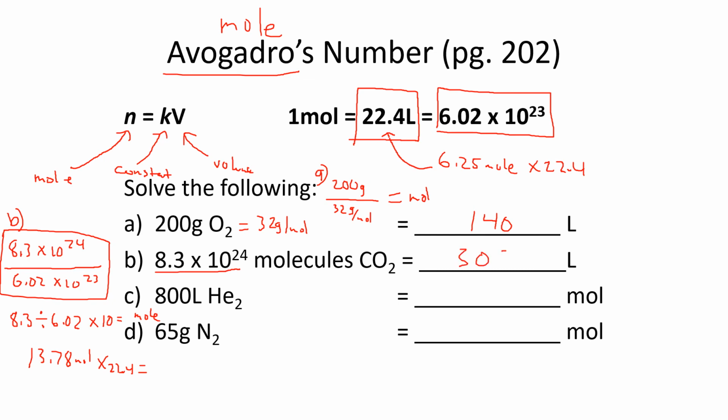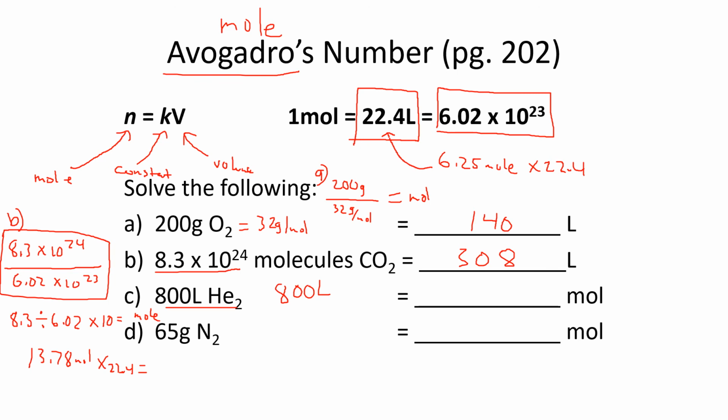308? Okay, so about 308. Moles. First you got to figure out moles. All right, I got 800 liters of helium. How many moles is that? How many liters per mole?